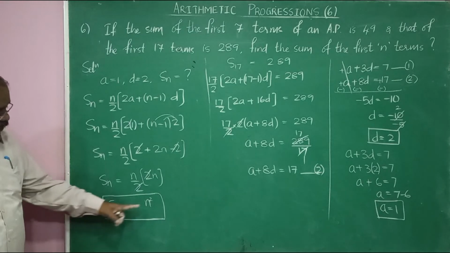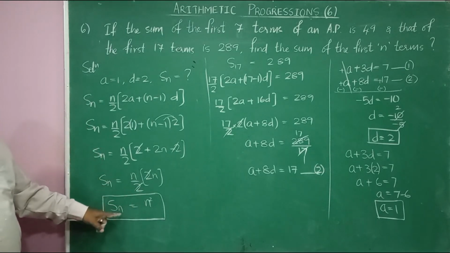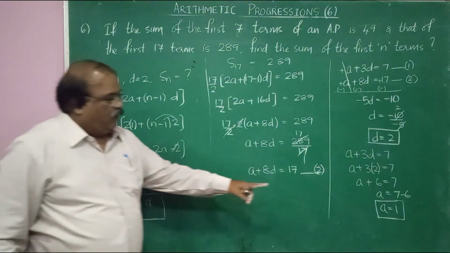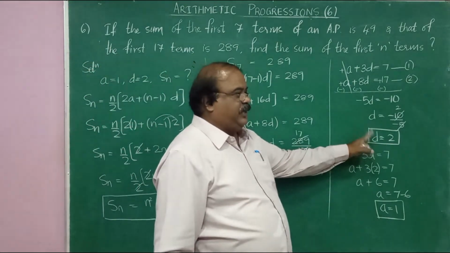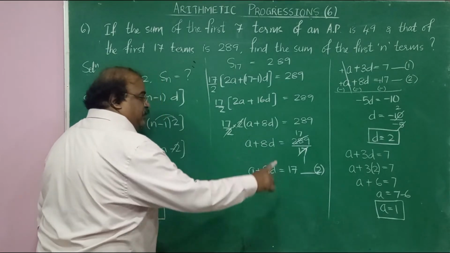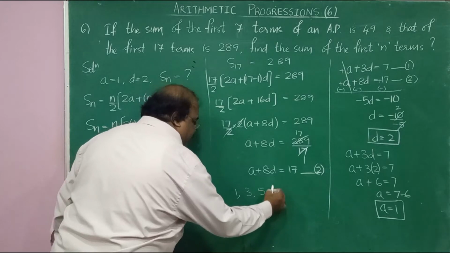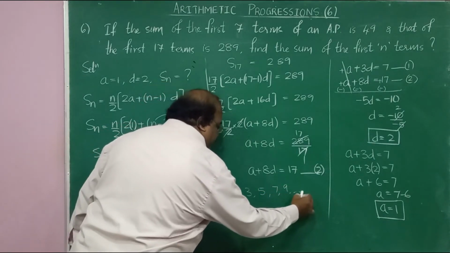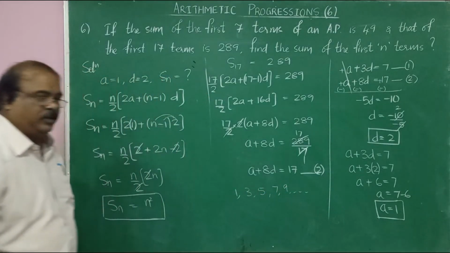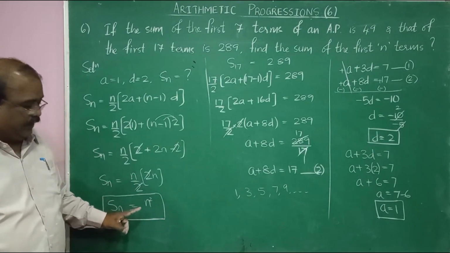Remember, this was the formula to find the sum of the first n odd natural numbers. What is A? 1. What is D? 2. That means if your first term is 1, your second term will be 1 plus 2, 3. Next term will be 5. Next term will be 7. Next term will be 9 and so on. So we conclude that Sn is equal to n square.